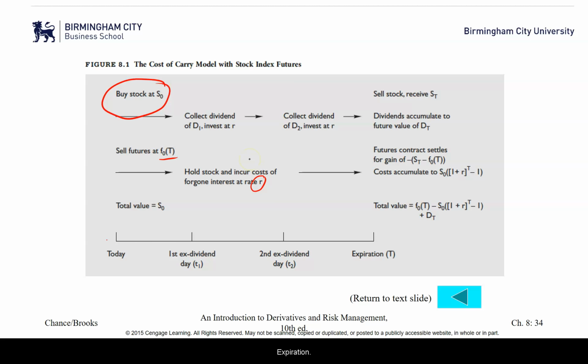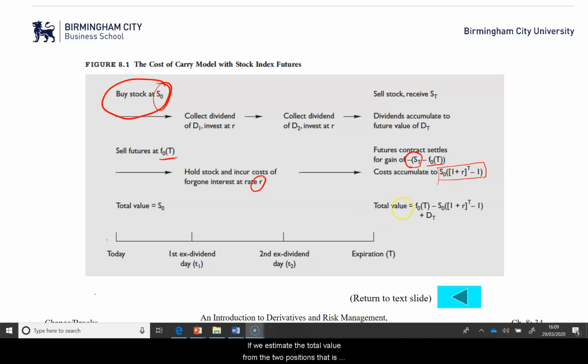Now at expiration, the payoff from the future is, because we have a short position in the future, we have a minus sign here. So we will be receiving the future price because we are selling the future, and we will be delivering the underlying, which is now worth ST. Remember, we purchased it for S0 here. However, we also have accumulated costs, and those costs are the costs of carry because we have invested an amount equal to the purchase price of the stock that we could have invested at the risk-free rate and earned interest.